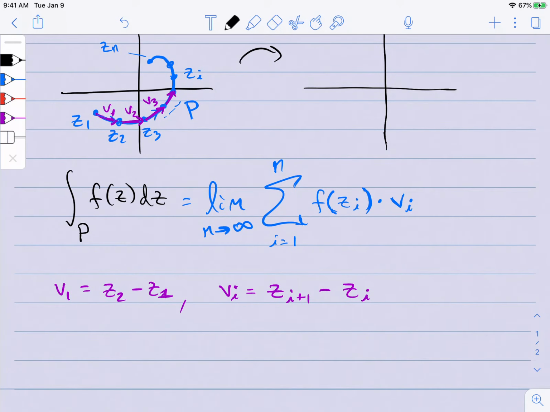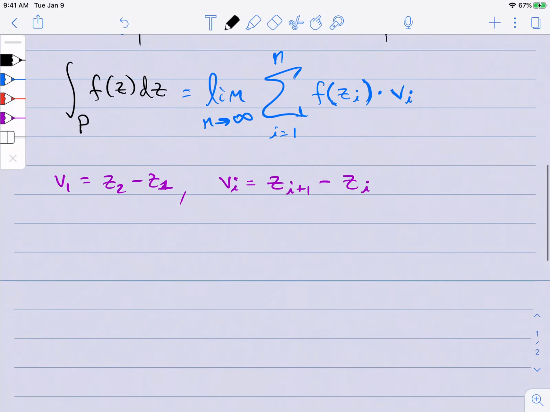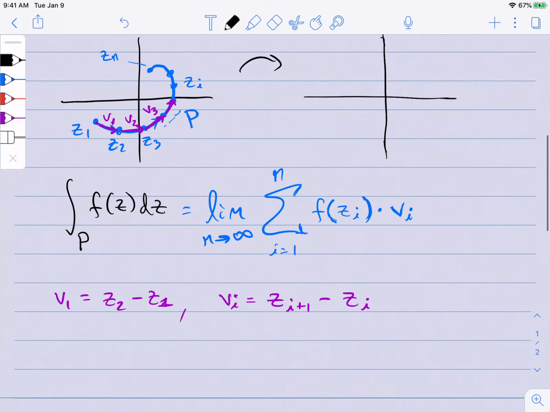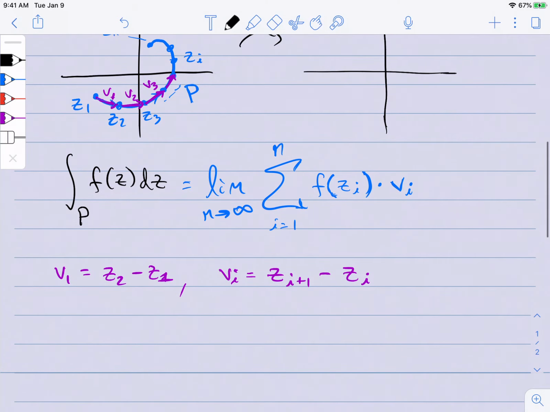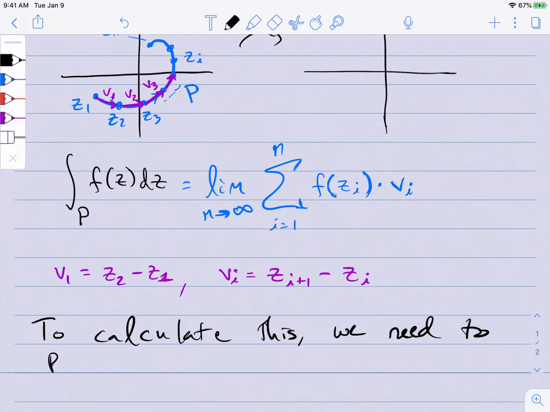Okay, so the next question is, how do we actually calculate this thing? Because as you know from regular calculus, calculating an integral as a limit is usually not the easiest way to go. And this is where parameterizing paths comes in. So to calculate, we need to parameterize our path p.